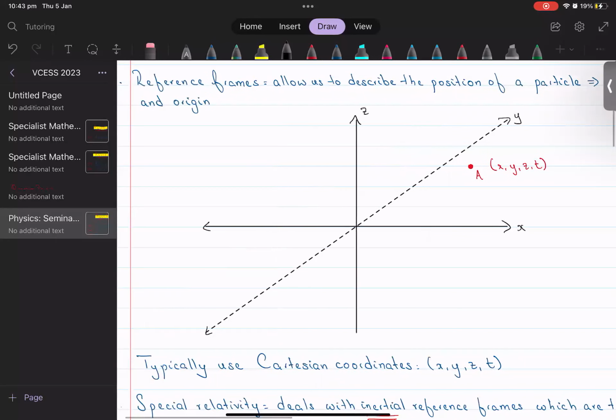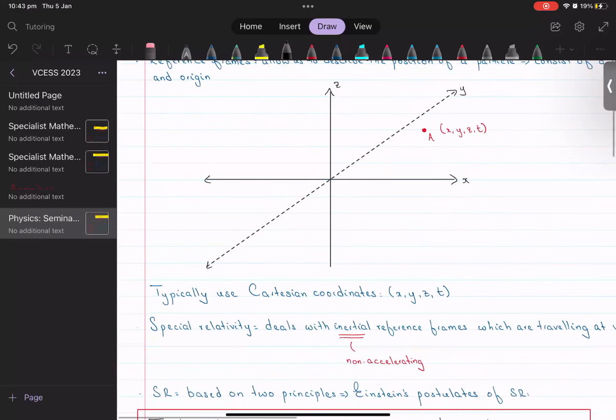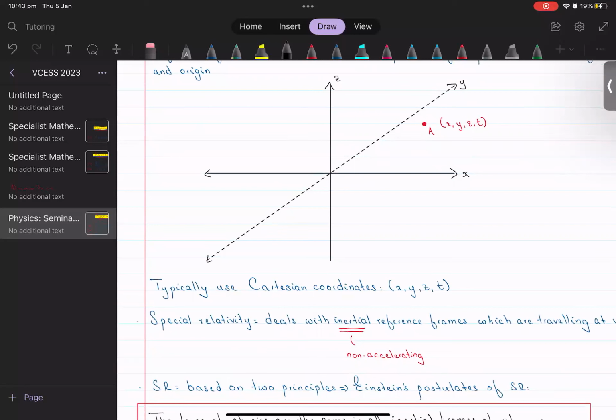If you've noticed, I've used Cartesian coordinates here, and that is very typical for reference frames. We don't deal with any messed up coordinate systems like polar coordinates. For those of you who are doing Spec, you would know what I'm talking about. They're a headache to deal with, so we use Cartesian coordinates.